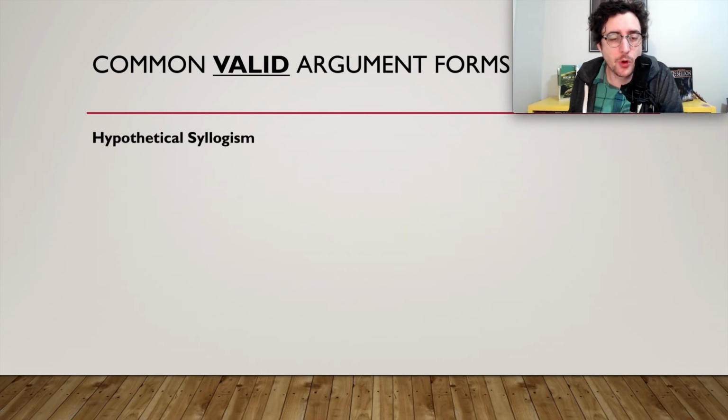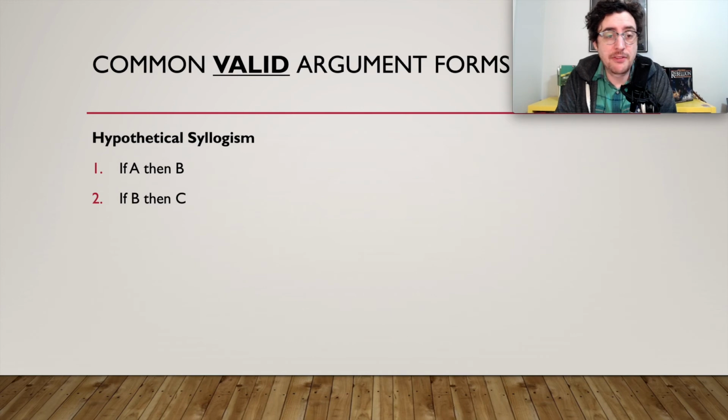Lastly, another common form is hypothetical syllogism. This argument says if A then B, and if B then C, and it concludes, therefore, if A is true, then C is true. Notice the conclusion doesn't say that A is true and it doesn't say that C is true. Rather, it just says that there's this sort of connection between them.